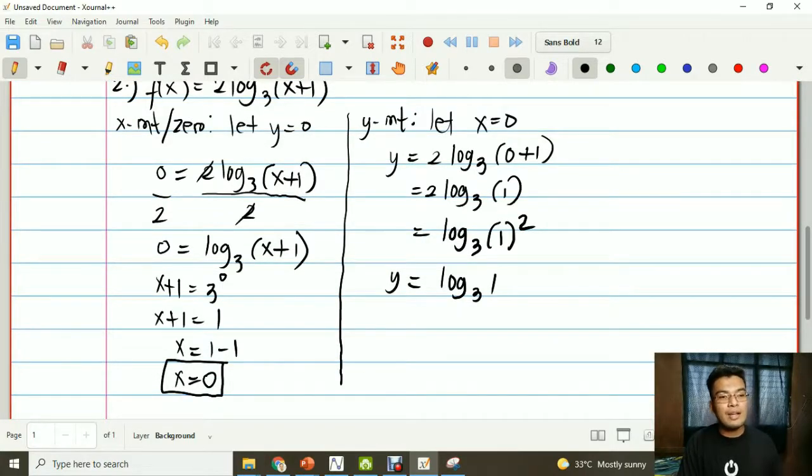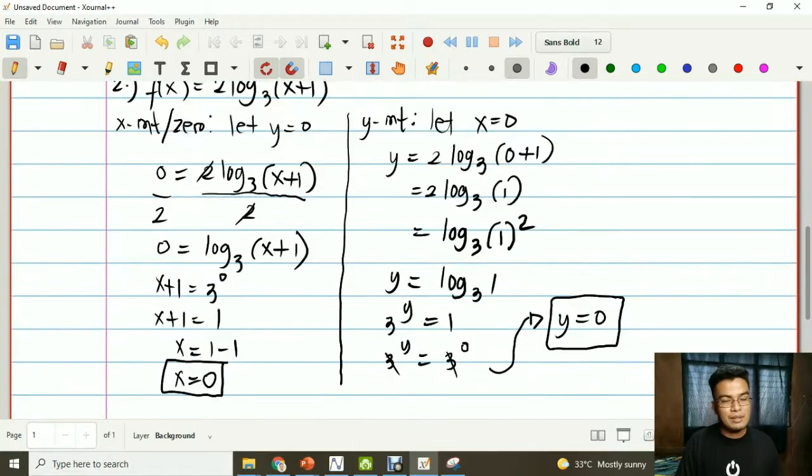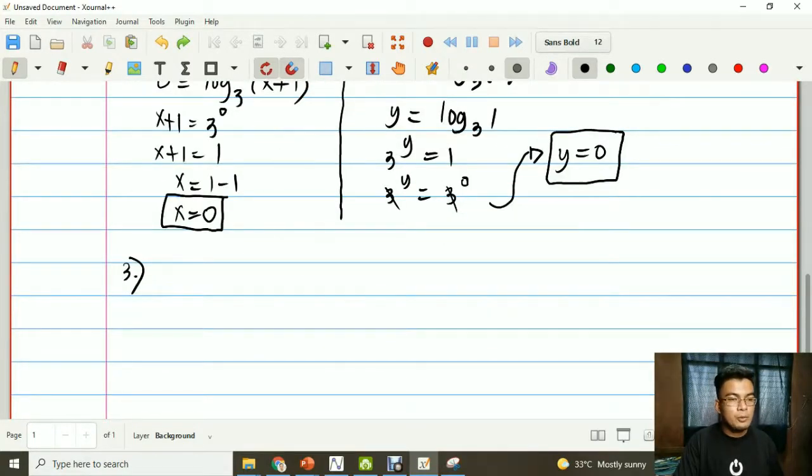Now, the next thing we do is transform this into its equivalent exponential form. So this will be 3 raised to y is equal to 1. So when will 3 raised to y be 1? When y is 0, because 3 raised to 0 is equivalent to 1. So we can immediately disregard this one. The value we got for y is 0. This is our y-intercept.